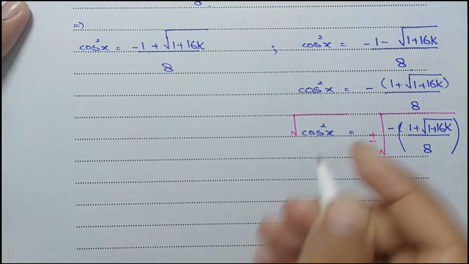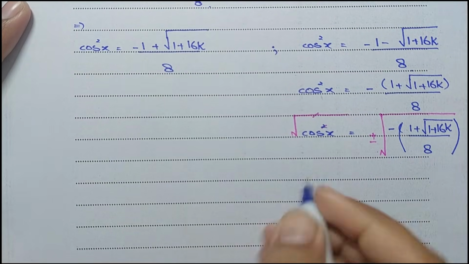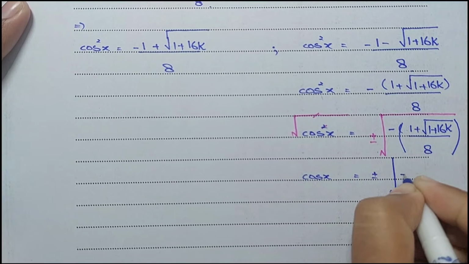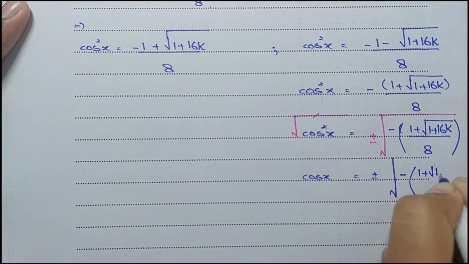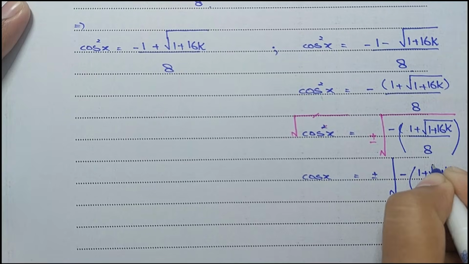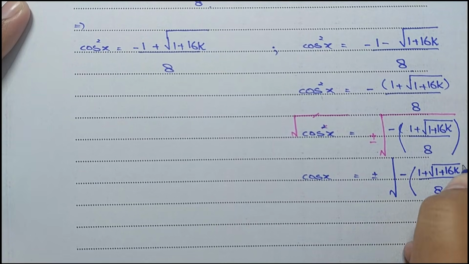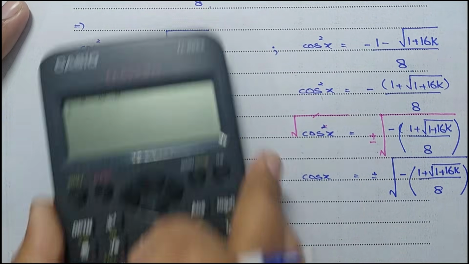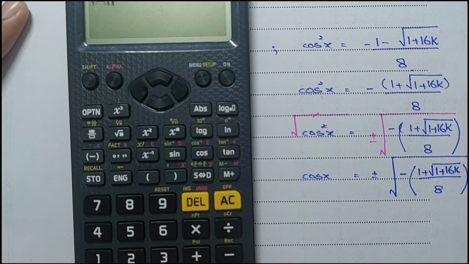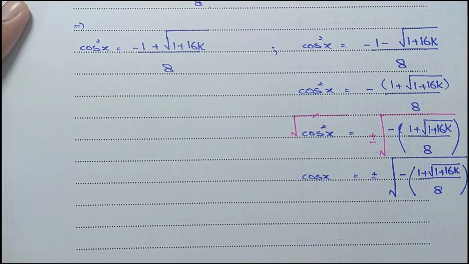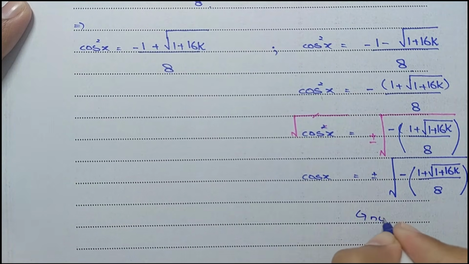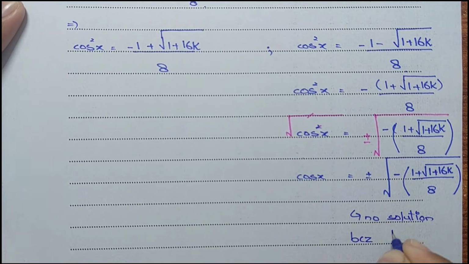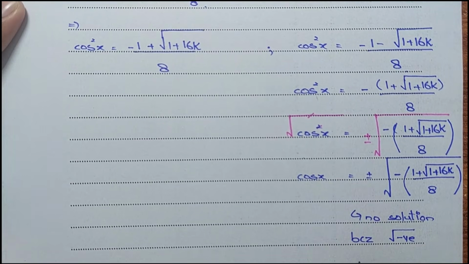Okay, so from here this square and the square root is cancelled out. We are only left with cos x, and here plus minus root negative of something, and we know that square root of negative does not exist, right? So you can say square root of negative 1 does not exist. So from here, no solution, because square root of negative does not exist.